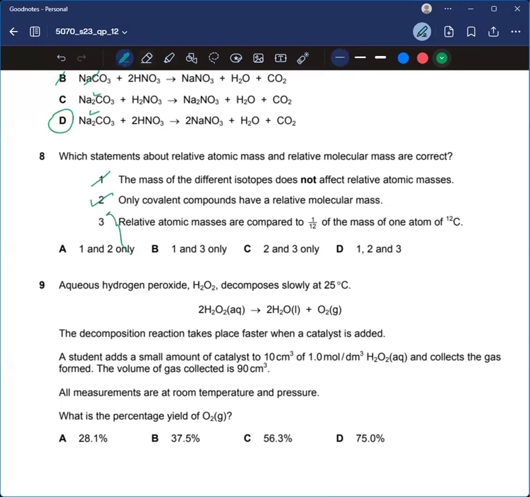But if you are unable to decide whether it's correct or incorrect, let me tell you one way. If you know that 1 is incorrect, we can just cancel out the options which have 1. So A would be cancelled out, B would be cancelled out, and D would be cancelled out. So the remaining option is C, which means C would be our correct answer, and obviously 2 and 3 are correct.